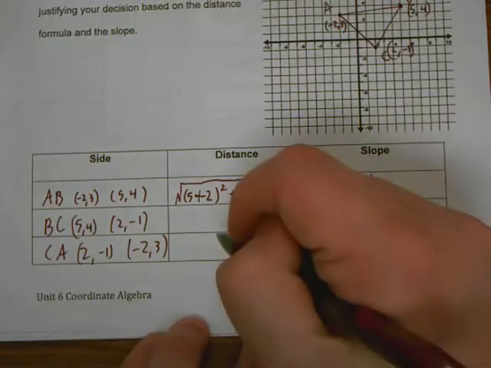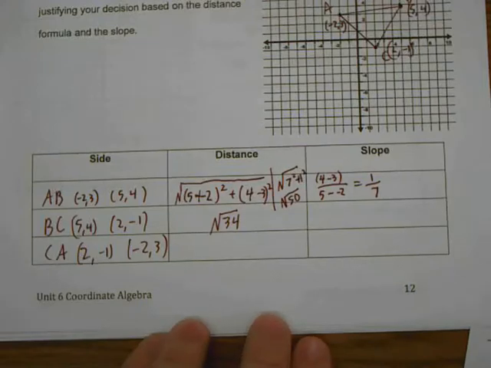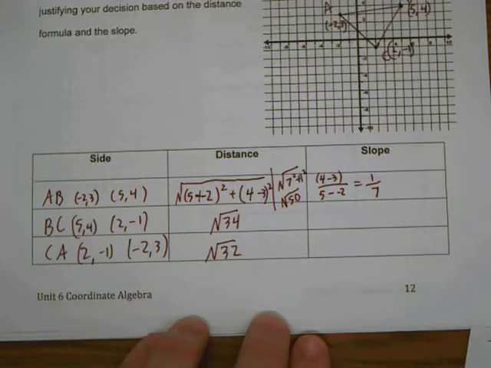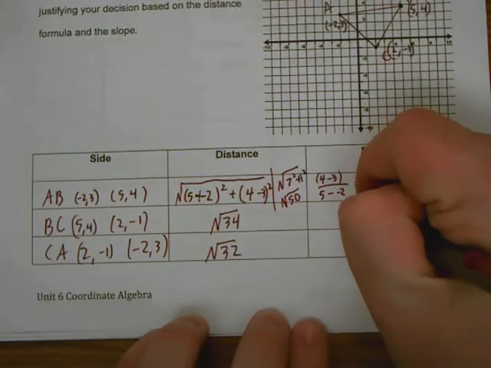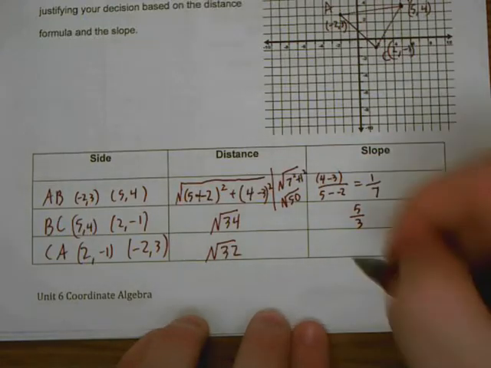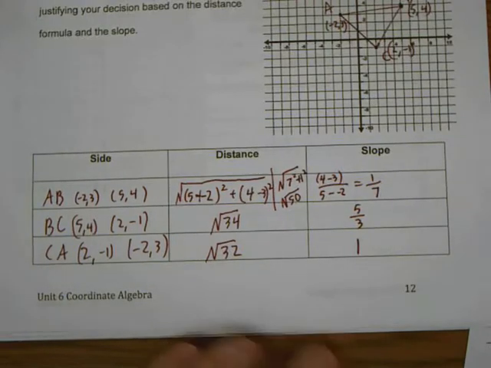Alright, so if you did your calculations correctly, for BC you're going to find that you had a side that was the square root of 34, and that CA was going to be the square root of 32. When we come to our slopes, for BC, we had 5/3, and we had 1 for our slope for CA.